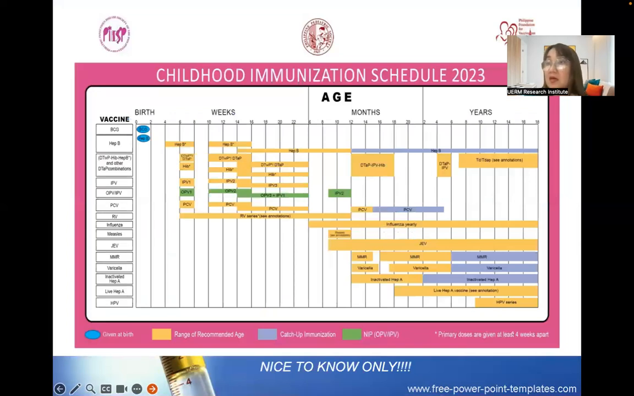So this is the childhood immunization schedule 2023 from the Philippine Pediatric Infectious Disease Society of the Philippines, Philippine Foundation for Vaccination, and Philippine Pediatric Society. This is just nice to know, so you can refer to this immunization schedule.